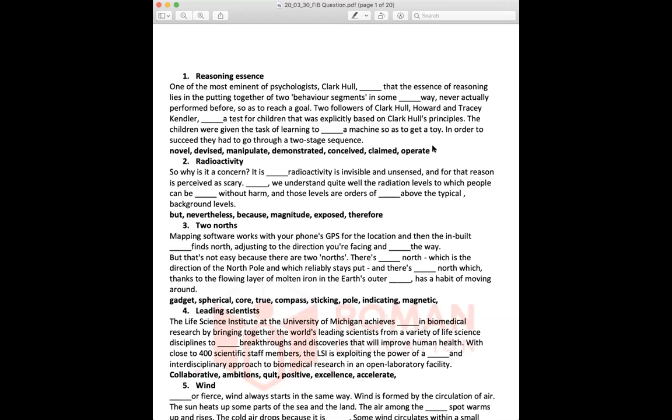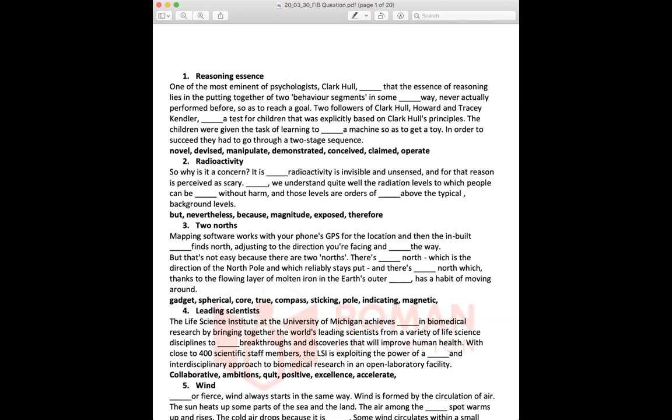As an example, here we saw some collocations like "noble way," "devise a test," "operate a machine," and so on. So the more questions you practice, the better you get at understanding or using the collocations.